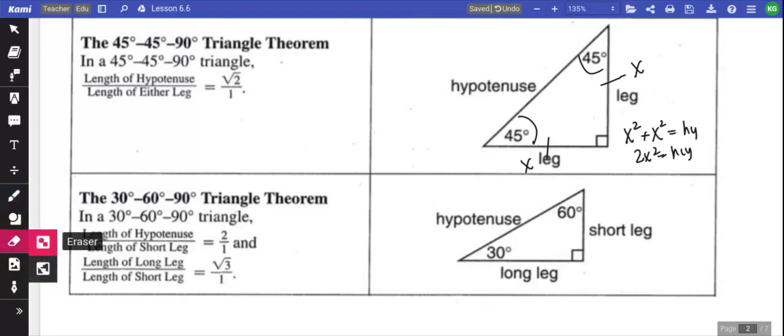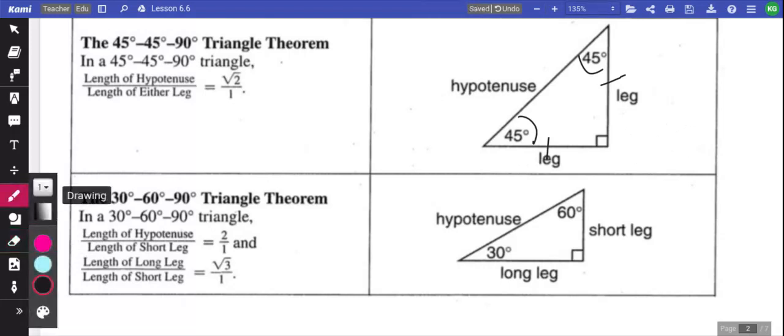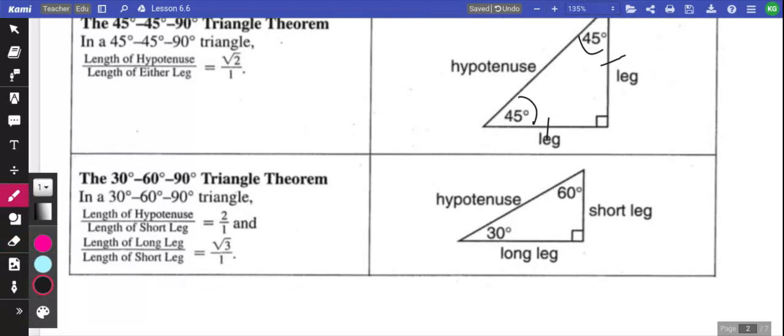What that simplifies down to is that whenever you are given one side of the 45-45-90 triangle, you can set up this proportion: hypotenuse over the leg, and it doesn't matter which leg because they're the same since it's isosceles, is equal to the square root of 2 over 1.